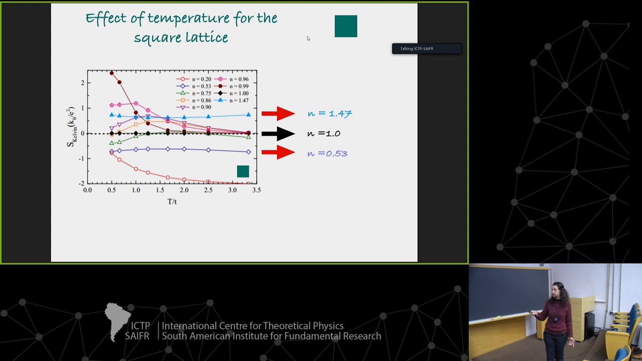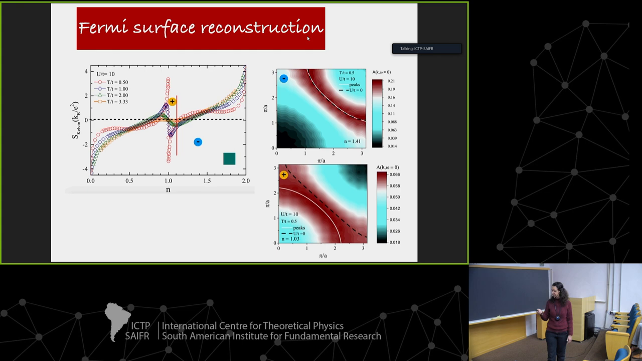As expected, but we have these densities close to 1.5 and 0.5, where the Seebeck coefficient is almost constant. And here we see that close to half filling, as in this data here, we see a fast increase as we decrease temperature. So this is relevant.